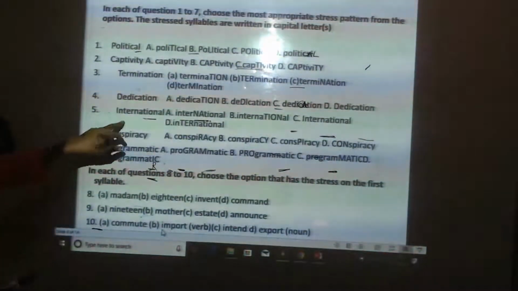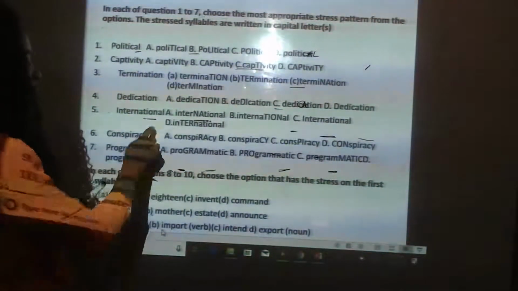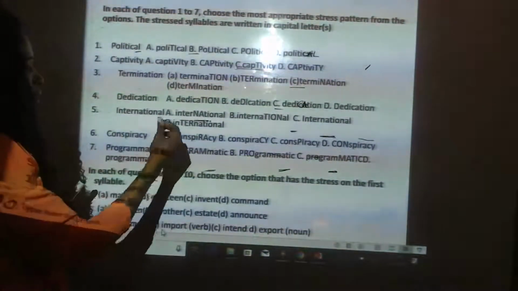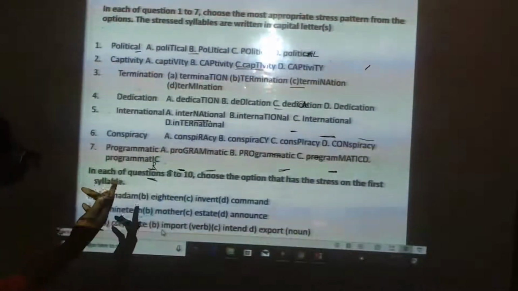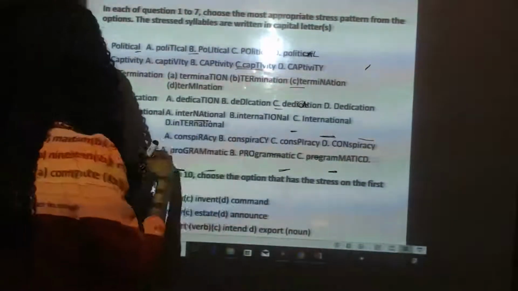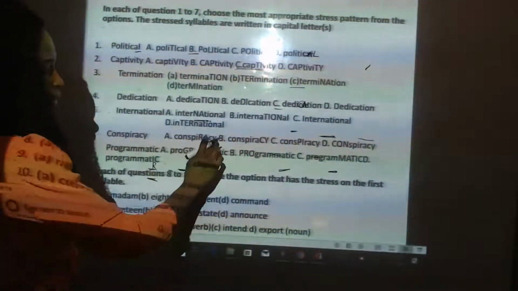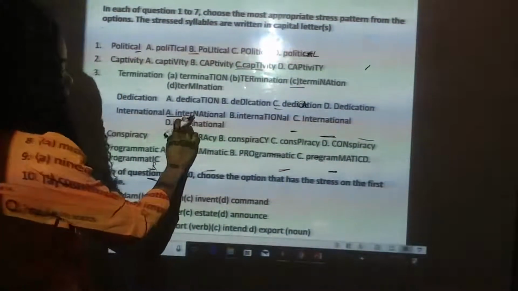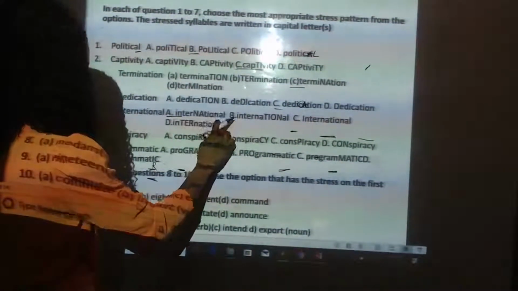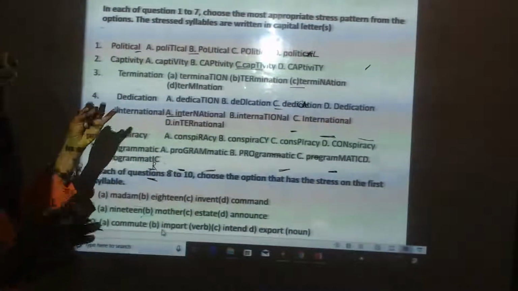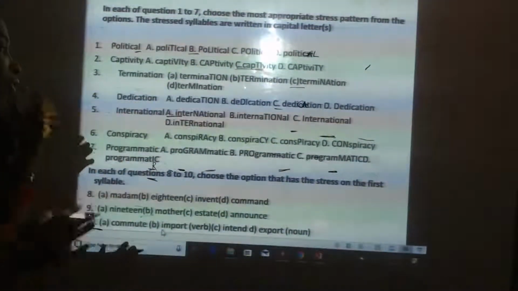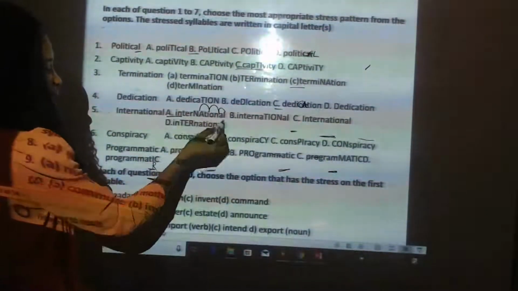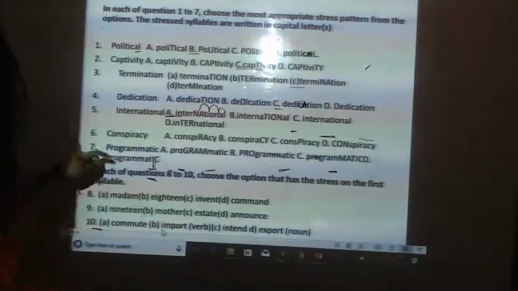Number 5, we have international. Any word that ends with AL should carry its stress from the last syllable to the third. You count from the last to the third. And the last to the third here is which one? Option A, international. We have how many syllables here? International. We have 5 syllables, and if you count from the last, the third one is na. That means it is our answer.